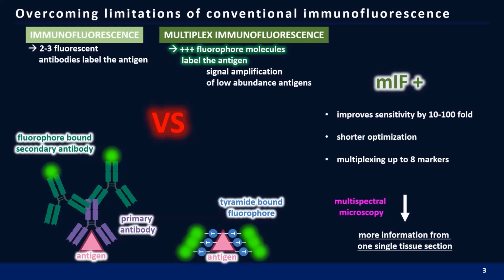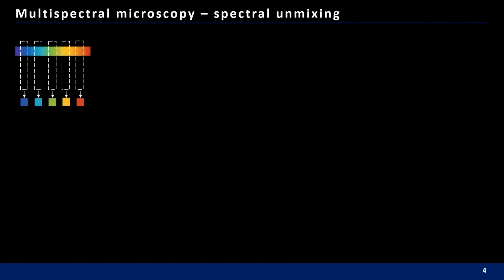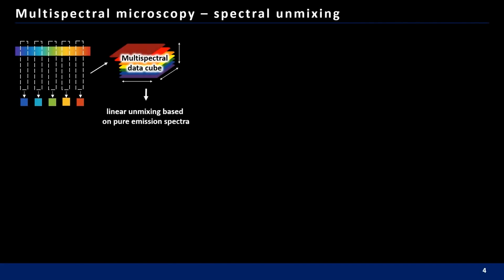Combining the benefits of multiplex immunofluorescence with multispectral microscopy, we obtain significantly more information from one single tissue section. Multispectral microscopes work by selecting precise spectral bands and acquiring images for each of those bands, which are added to a multispectral cube that is used eventually for unmixing signals from one another based on predefined emission spectra. Spectral unmixing is necessary due to the overlap of fluorophore emission spectra.